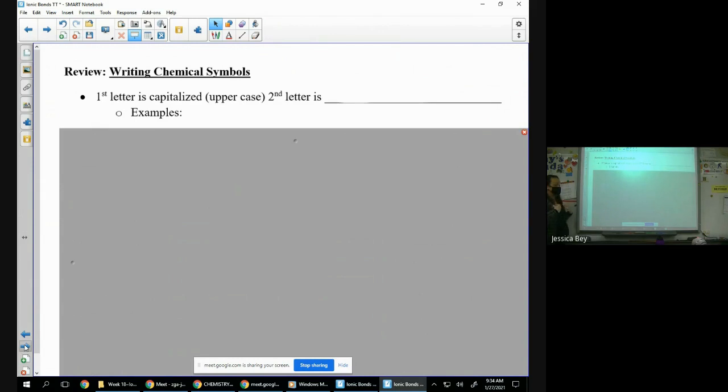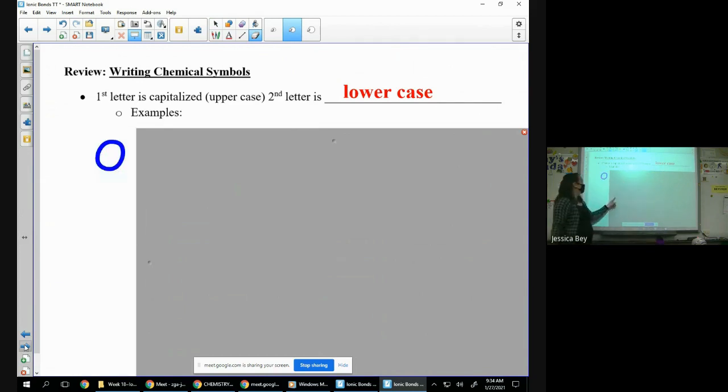So now what we're going to do is learn how to write, but I want to just refresh one thing very quickly because it's important now, and we will start marking things wrong if you don't do this. When you're writing a chemical symbol, you have to capitalize the first letter, but the second letter is always lowercase, okay? The second letter is always lowercase.